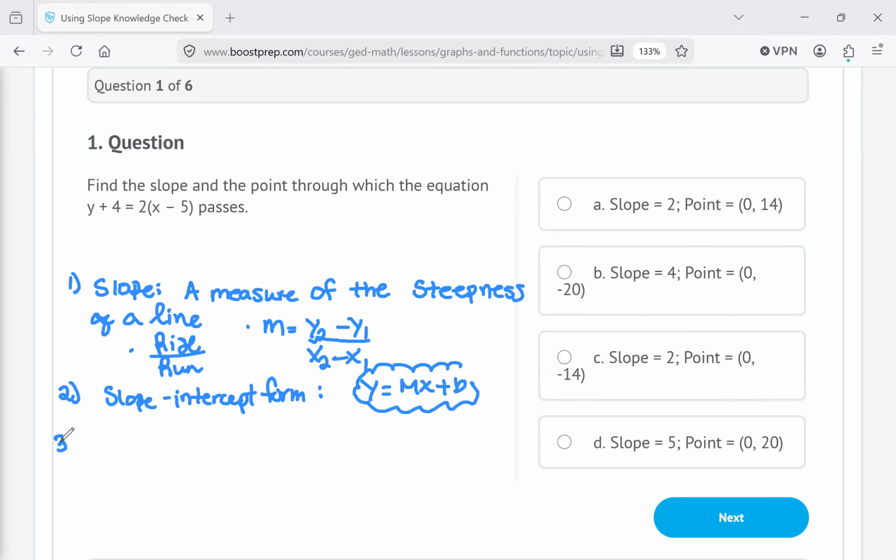Another form of a linear line is called point slope form, which is this: y minus y1 equals m times x minus x1.